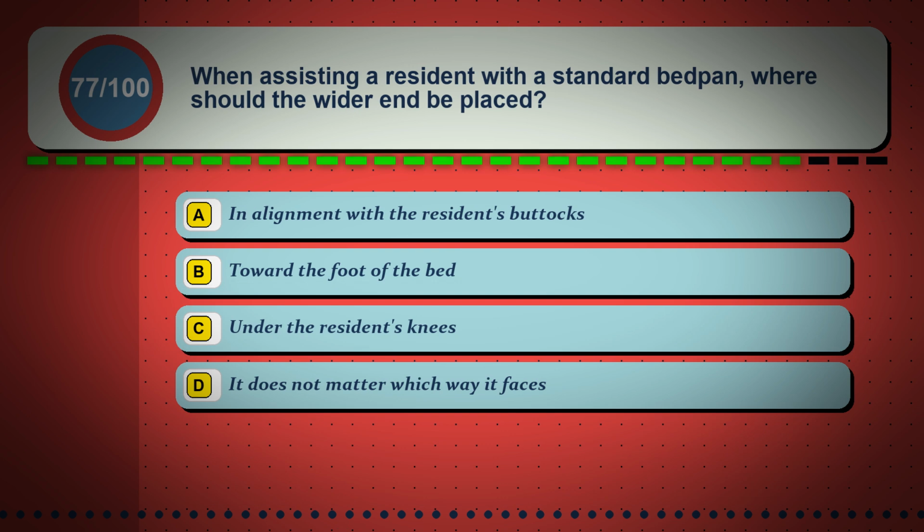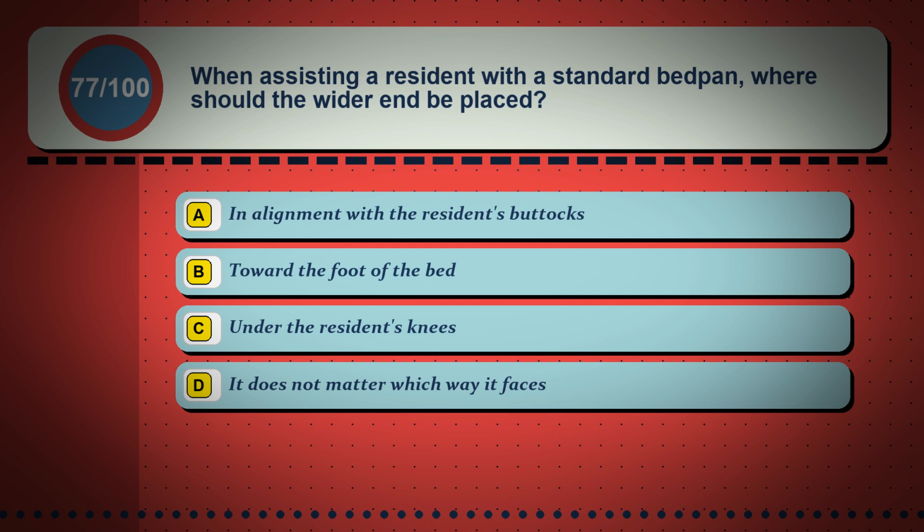Question 77. When assisting a resident with a standard bedpan, where should the wider end be placed? Option A, in alignment with the resident's buttocks. Option B, toward the foot of the bed. Option C, under the resident's knees. Option D, it does not matter which way it faces.